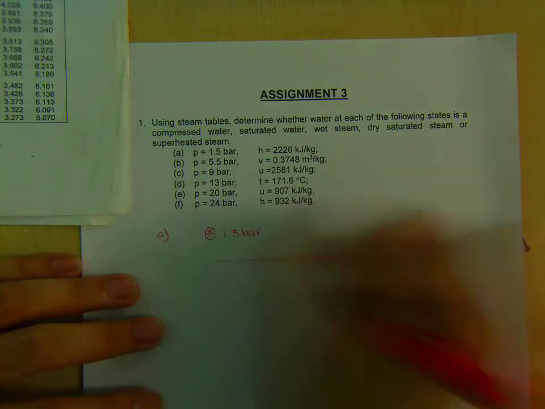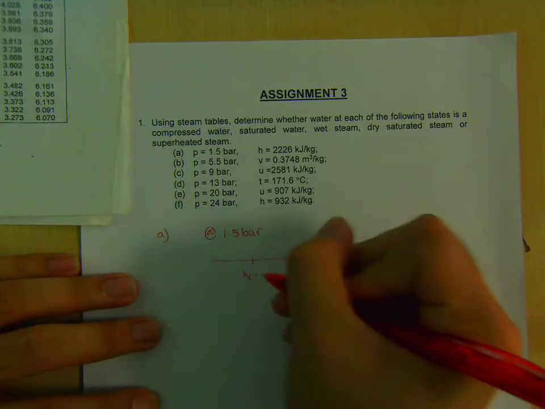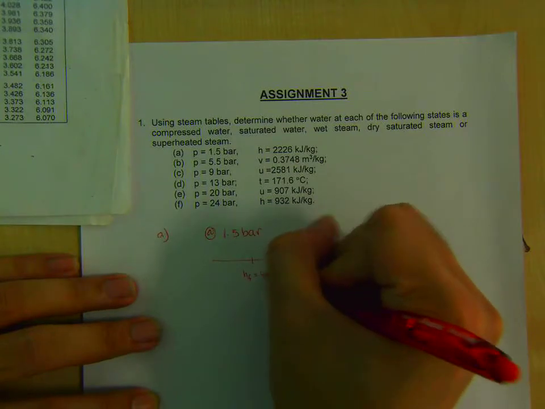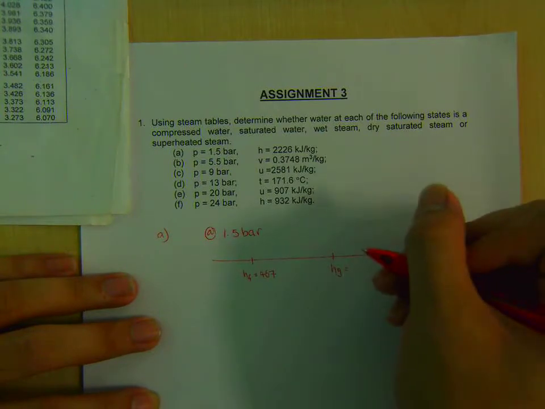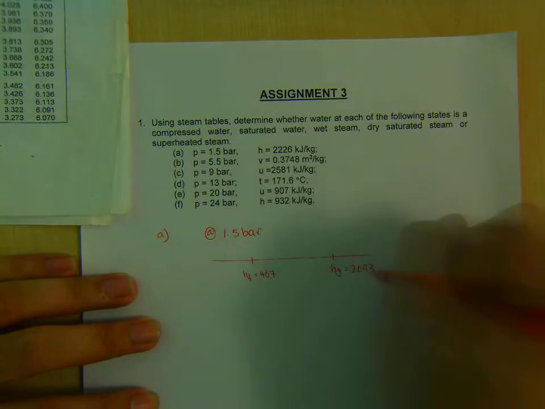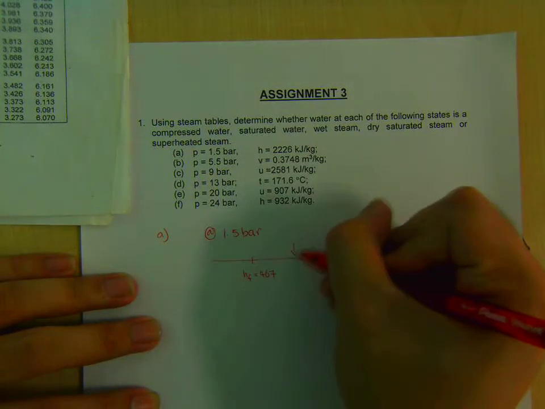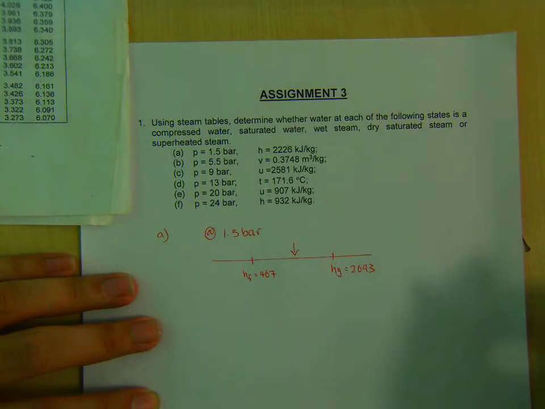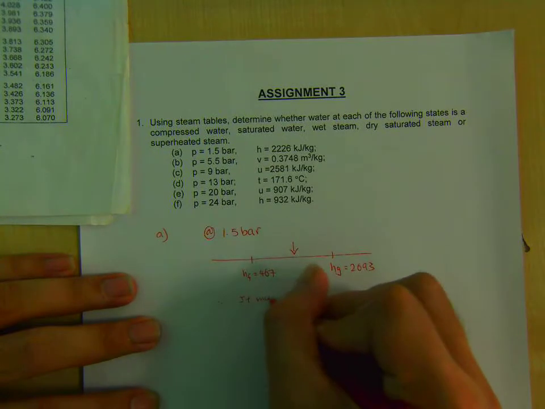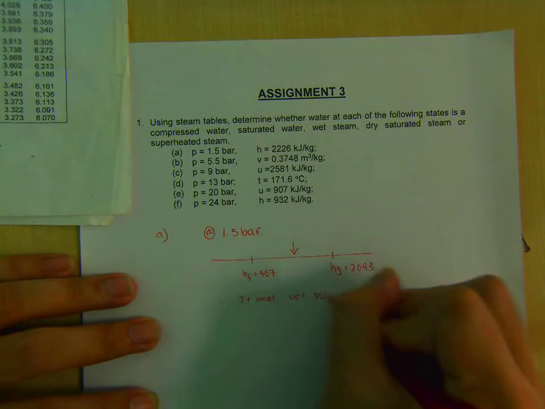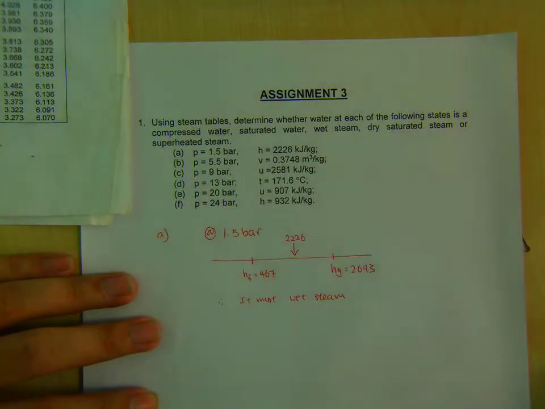If you want, you can draw the number line. HF is given to be 467, HG is given to be 2693. So where is your 2226? 2226 will be somewhere here. Since it is in the middle, therefore it must be wet steam. If you want, you can label 2226.